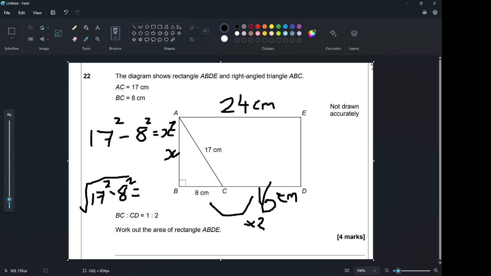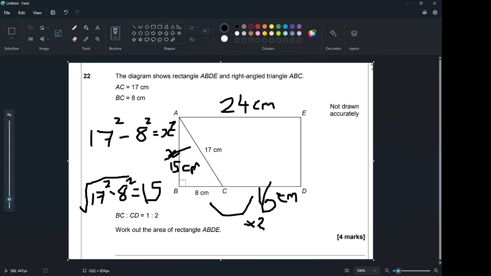So we're going to do 17 squared, subtract, okay, so square root. So when we do that, we get that x is 15. So that'll be 15 now. So the length of AB will be 15.